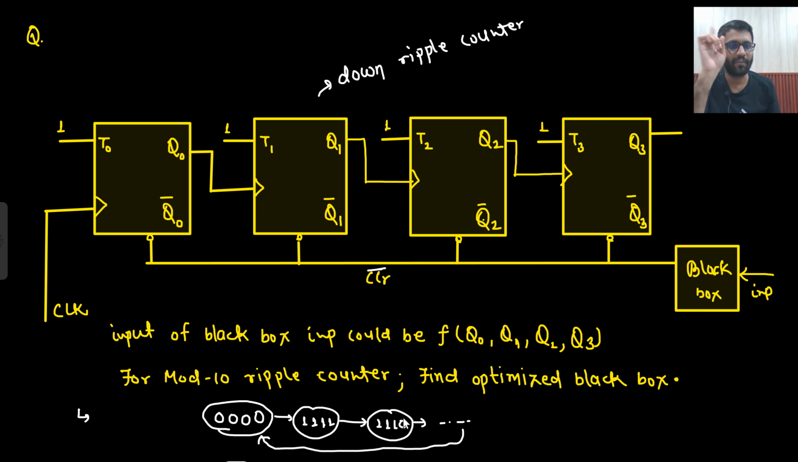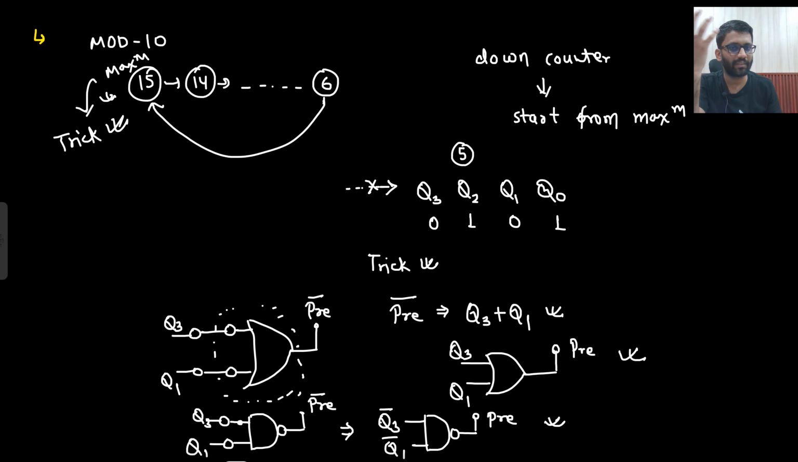And what is the trick? If we are starting from the maximum, only then the trick is applicable. It is very simple. In case of a down counter, look only at 0. I will see whether I want my preset input to be high or low. If I want it high, then I will take the bar. If I want it low, then I will not do anything. That will be my final answer. There you go.